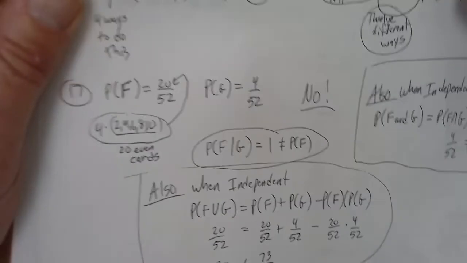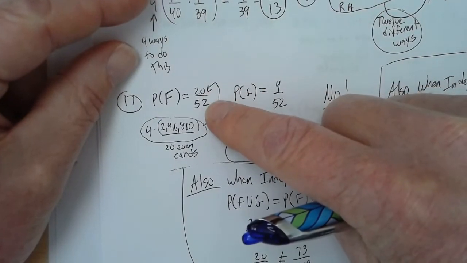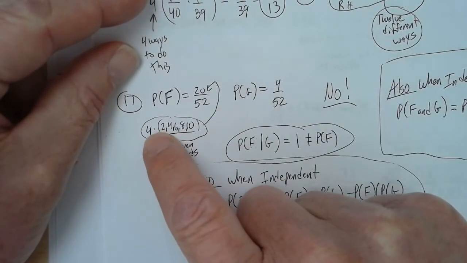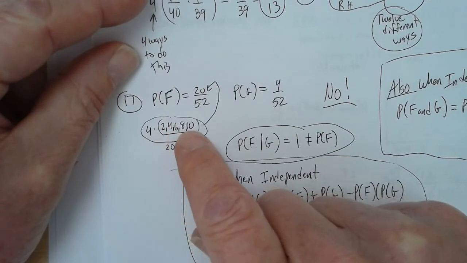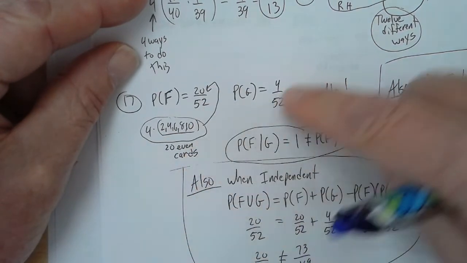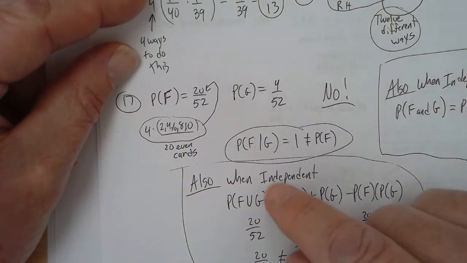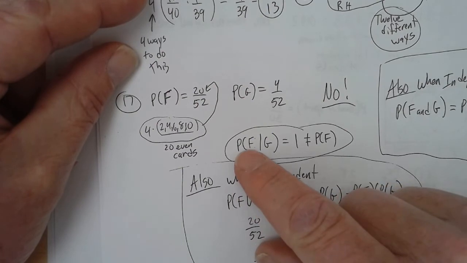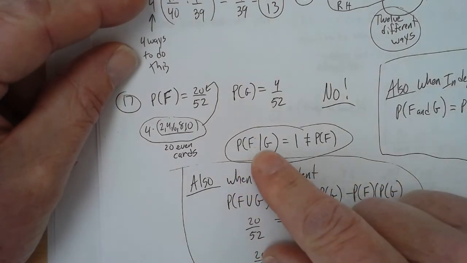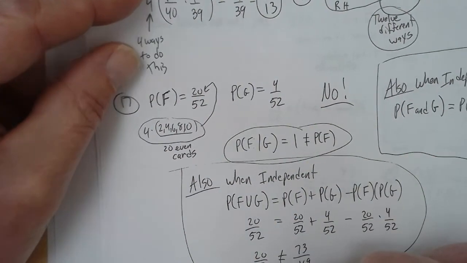Okay, so an even number is 20 out of 52 because there's a 2, a 4, a 6, an 8, a 10 times 4. So there's 20 out of 52 because there's 20 even cards. There's only 4 10s, right? Well, the probability of F given G is 1, and that's not the probability of F. So no, it's not independent.